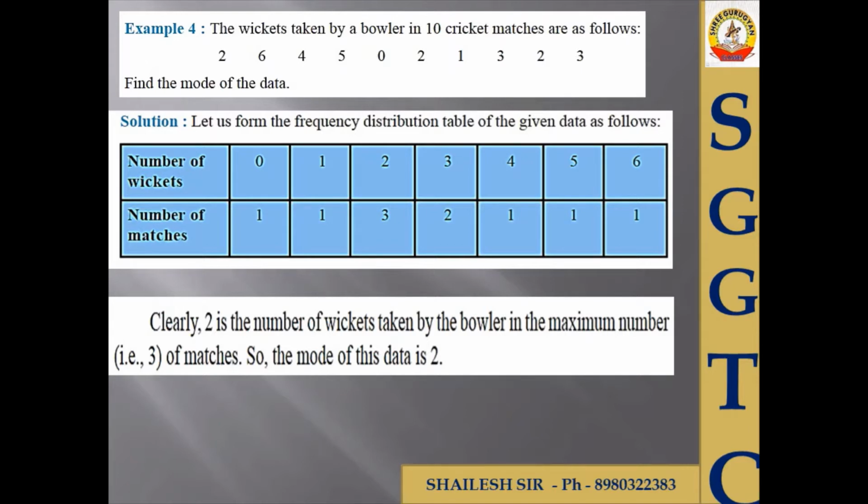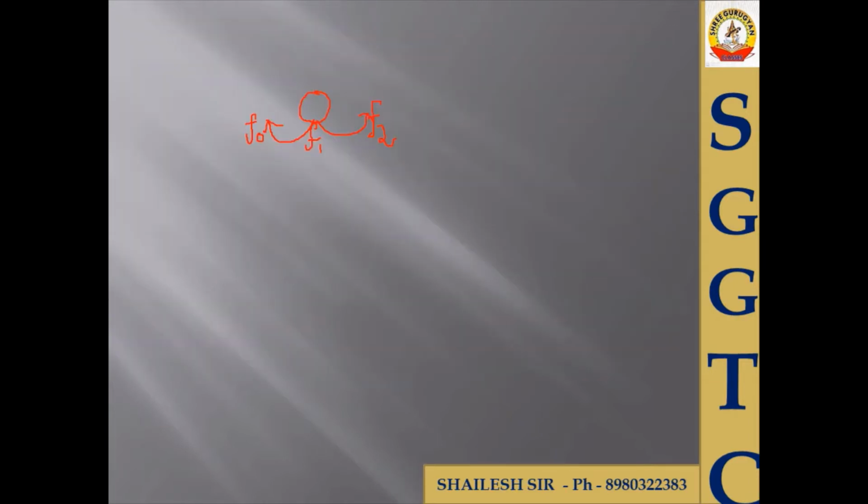So definitely, which number occurs the maximum number of times? Yes, it is 2. So clearly 2 is the number of wickets and that is my answer. Mode of the data is 2. This numerical you already studied in the 9th standard. Now I start with grouped data sums.